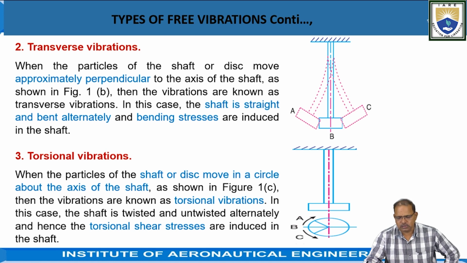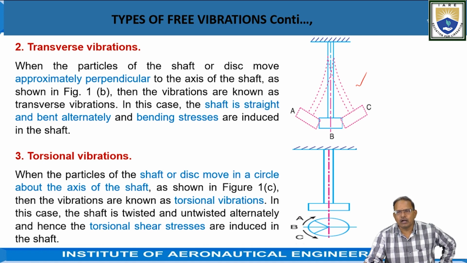In transverse vibrations, the vibrating motion always takes place approximately perpendicular to the axis of the shaft when the amplitude of the vibrating system is very small. These types of vibrations are called transverse vibrations. That is, when the particles of the shaft or the disc move approximately perpendicular to the axis of the shaft, the type of vibrations are called transverse vibrations. In this case, since the shaft is bending alternately, bending stresses are induced in the shaft.